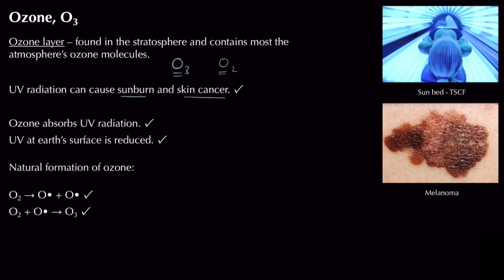Now, when we look at ozone, it works by absorbing this UV radiation, and so the UV radiation on the Earth's surface is reduced. That's an actual exam answer that we need to remember when we look at the purpose of ozone.